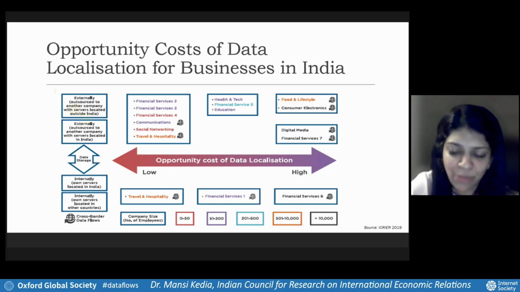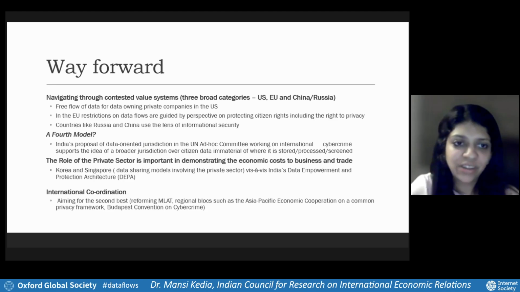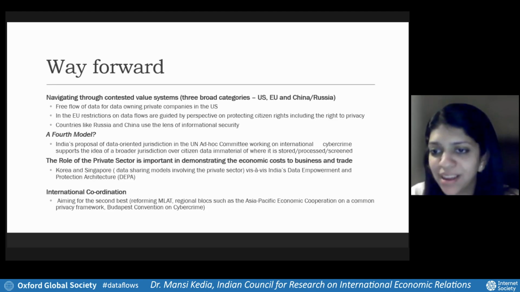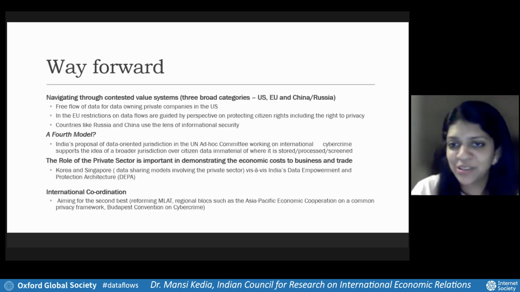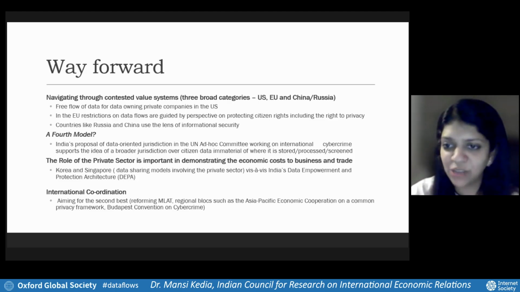After having done all of this, and it's really nice that everyone else has spoken before me, when I was putting together slides and thinking of a way forward, I essentially thought that probably India is going to have something like a fourth model, and that it won't be all US, and it's not going to be all EU, and it's not going to be China and Russia. And the main problem is just contesting these value systems, right?